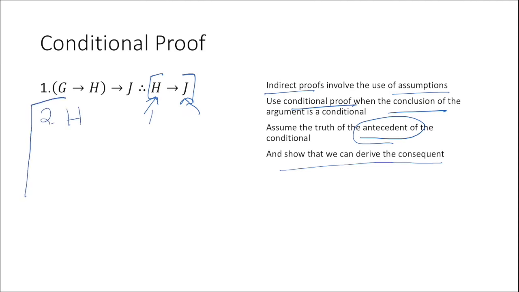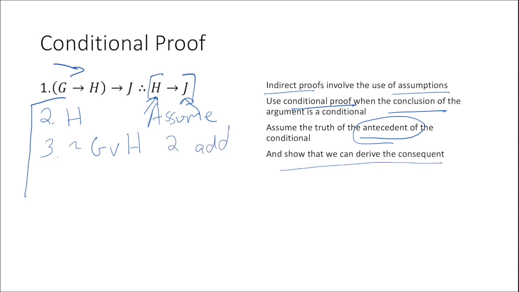We make this line to show that we are making an assumption. That's what the box indicates. Assume H. H is an assumption, and from H and this premise can we derive J. So that's where we're going to start. Okay, so under H, what can we do? We're trying to get to J. And I think we can actually do this pretty quickly.